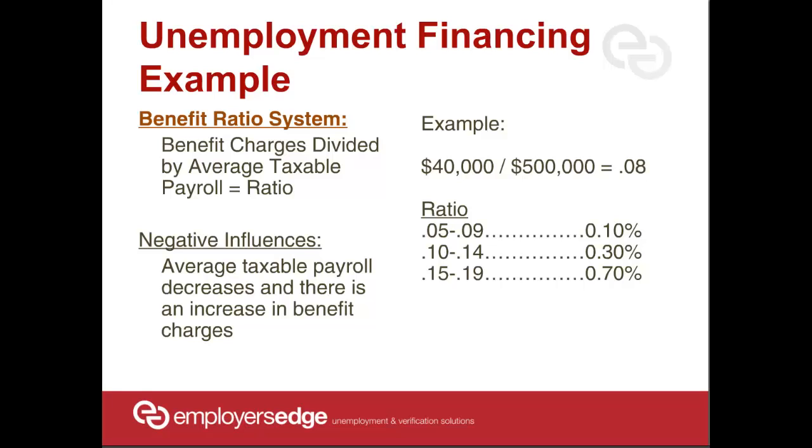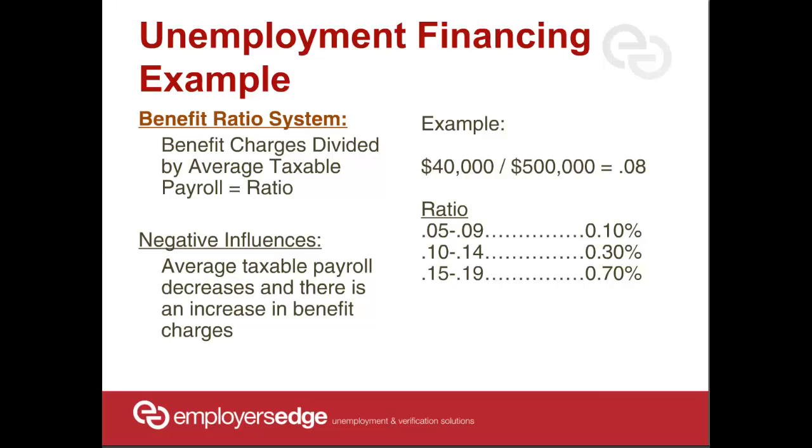The negative influence for this rating system is if your average taxable payroll decreases and there is an increase in benefit charges. In both examples, the negative influence is more benefits paid out. So bottom line is, if you have more benefits being paid out than taxes being paid in, it has a negative influence on your rate for the calendar year.